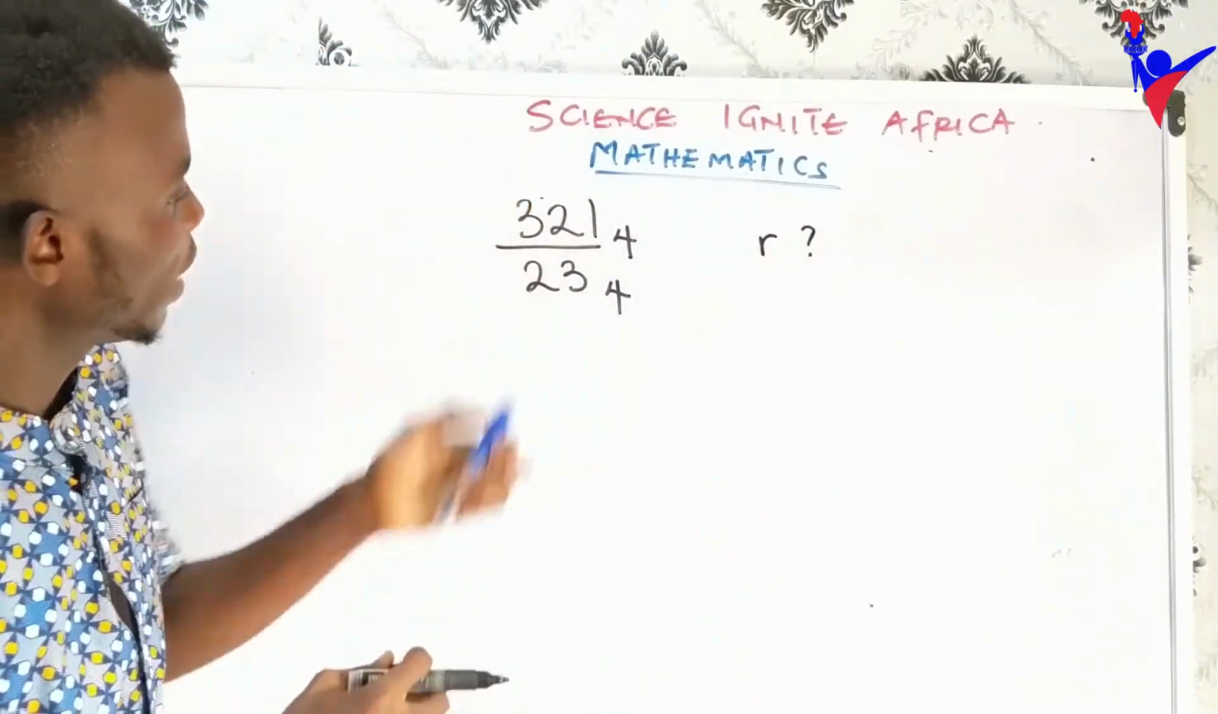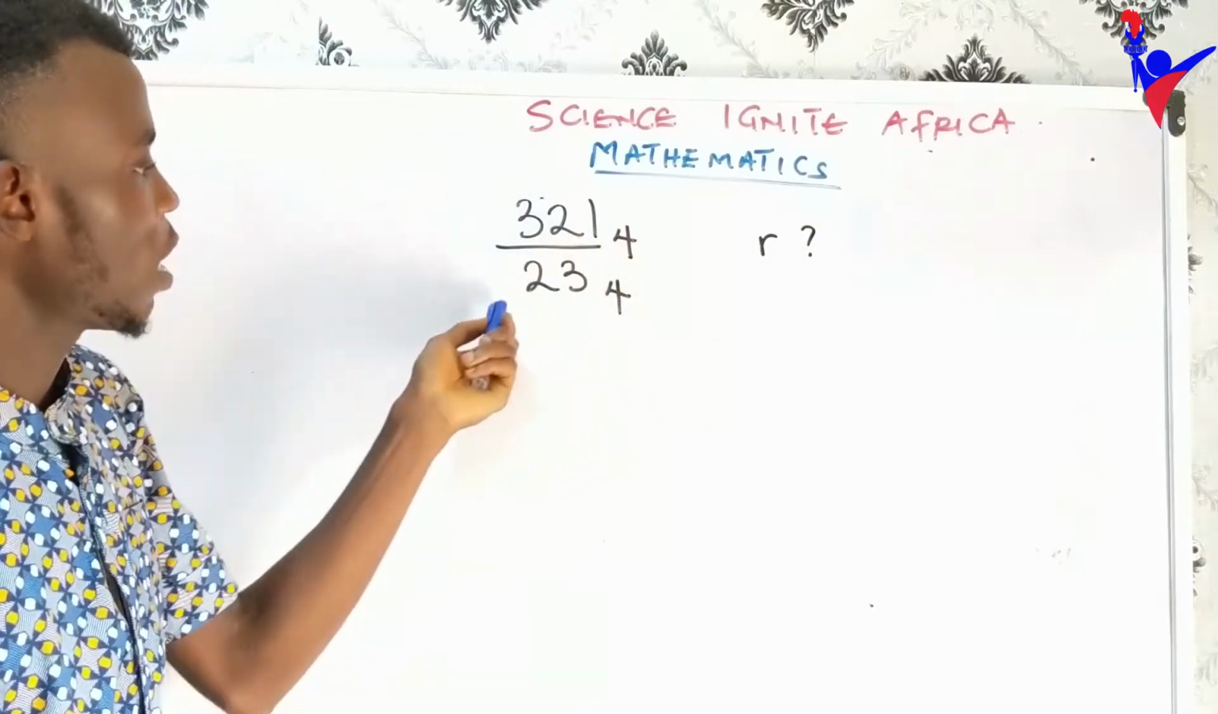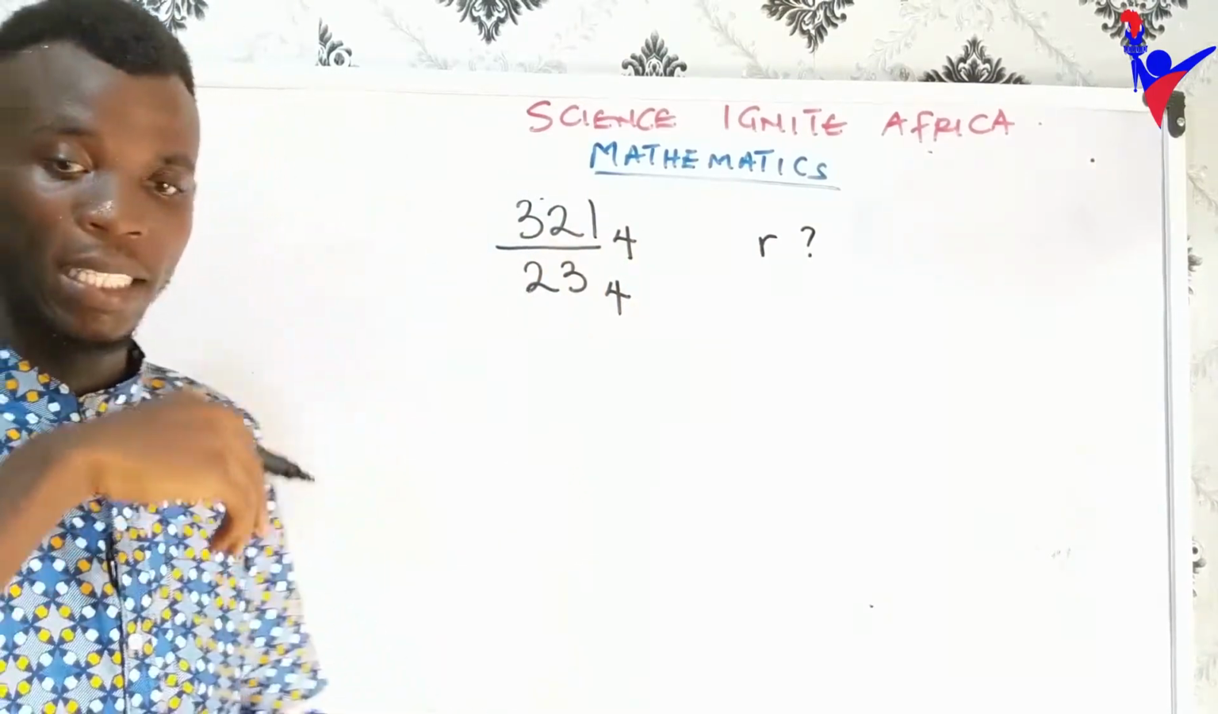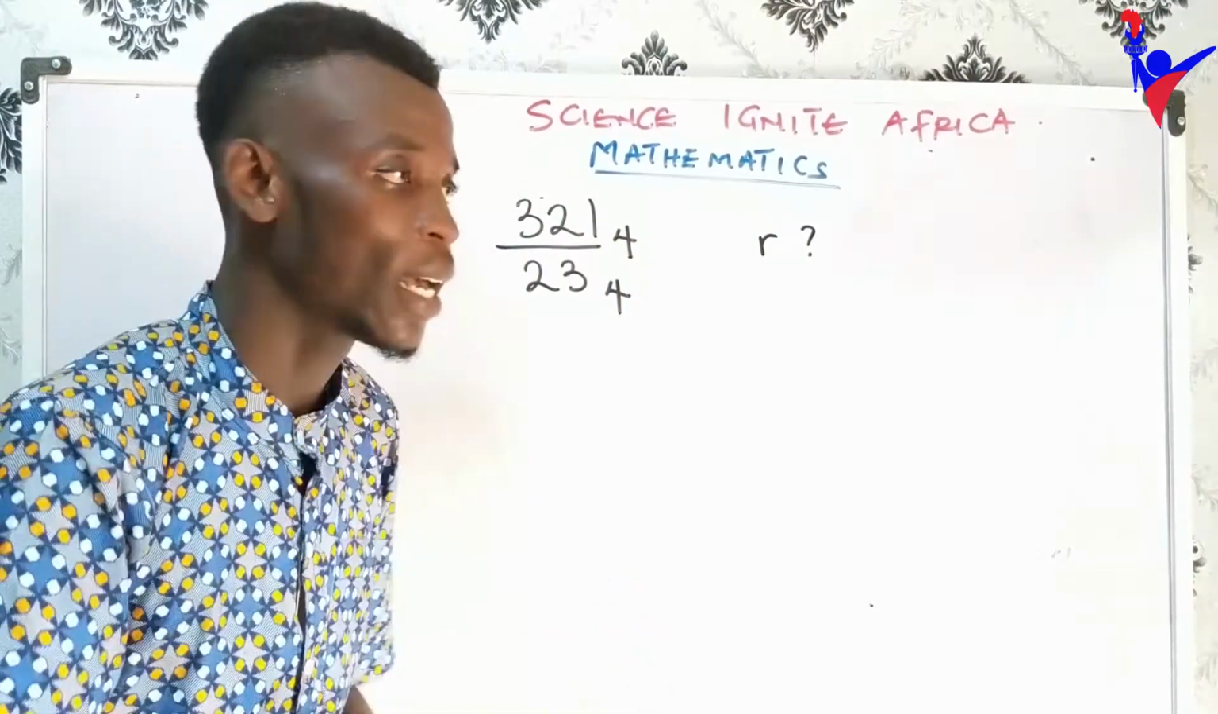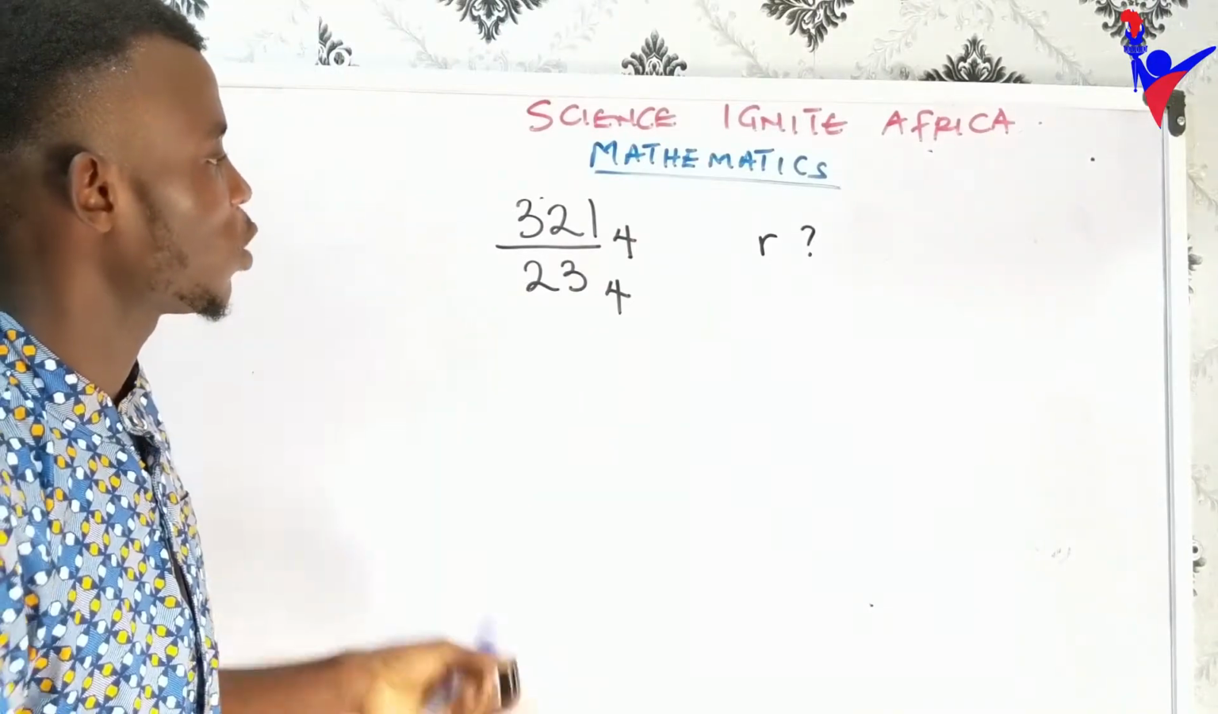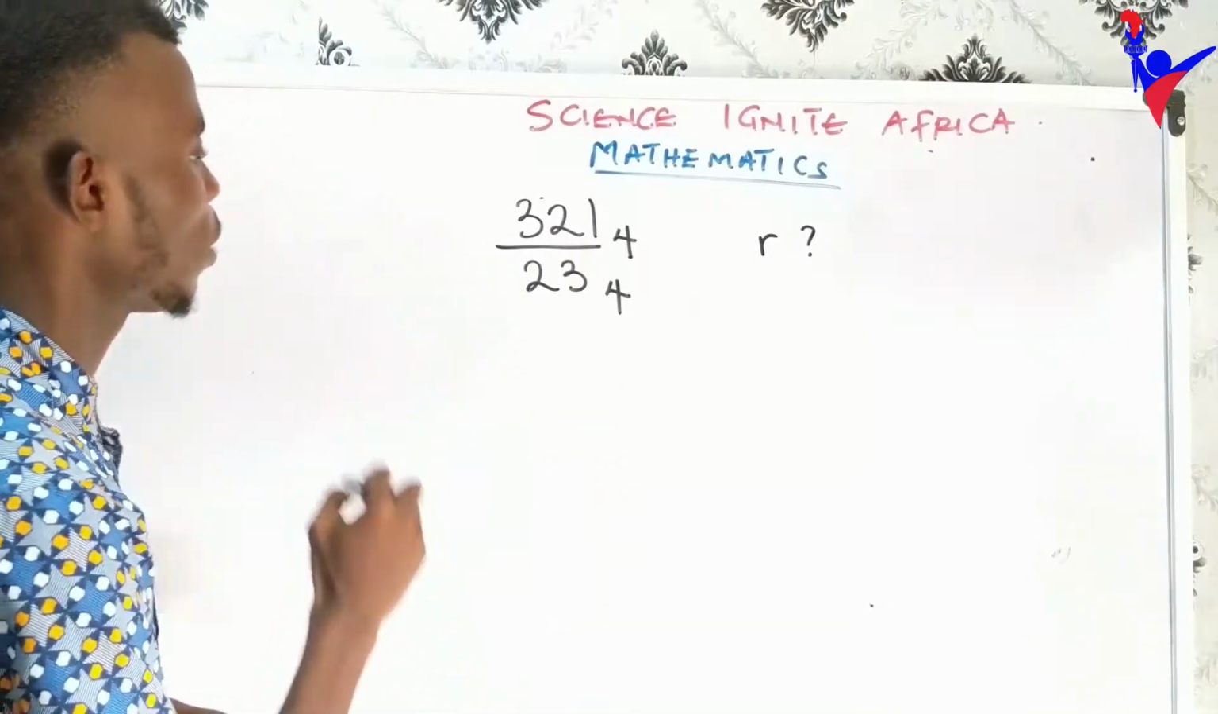We are told that when 321 base 4 is divided by 23 base 4, it gives our answer, but we still have a remainder. So we are told to look for the value of the remainder. So let's go.